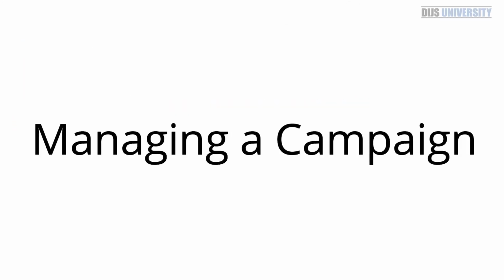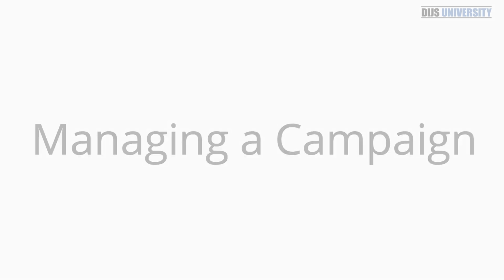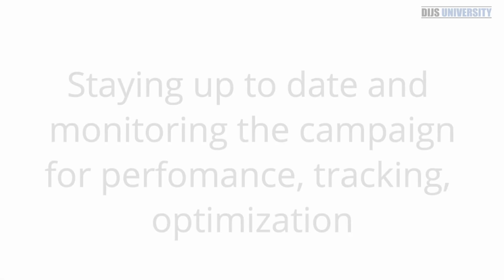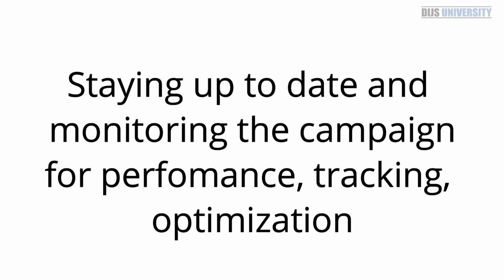So, managing a campaign. The key to a successful campaign is staying up to date and monitoring the performance, tracking, and optimization within your campaign. So you always have to keep an eye on it. We're going to go over which aspects are important to monitor once your campaign has started.